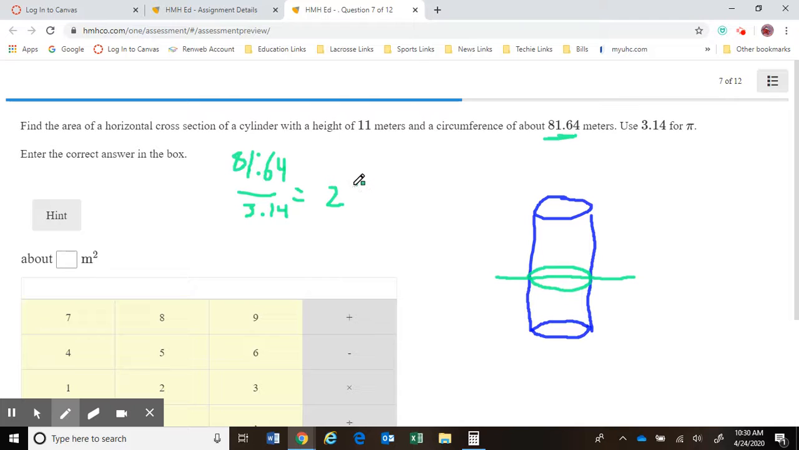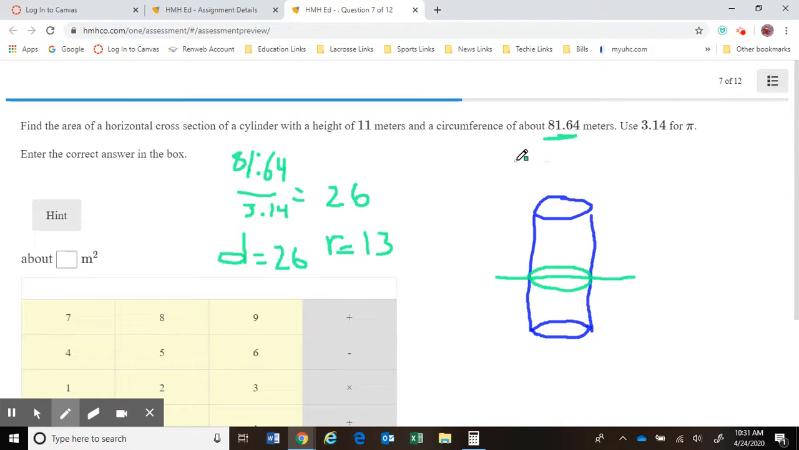Now, what does 26 represent? 26 represents my diameter, okay? And do I want diameter when I'm finding area of a circle? No, I want radius. So if 26 is my diameter, what's my radius? Well, diameter divided by 2 is my radius, so my radius is 13. And now, it doesn't really matter the height, right? Because I want to find the area of the circle.